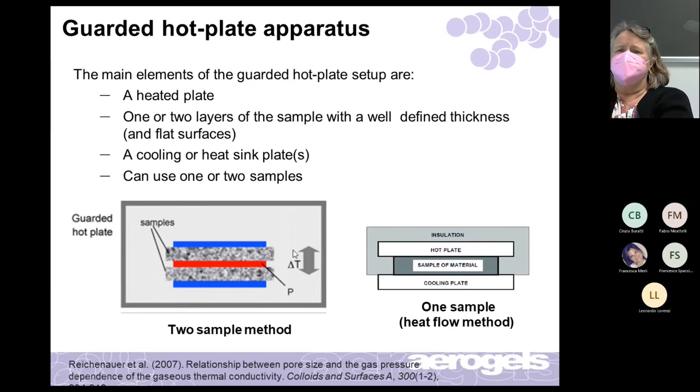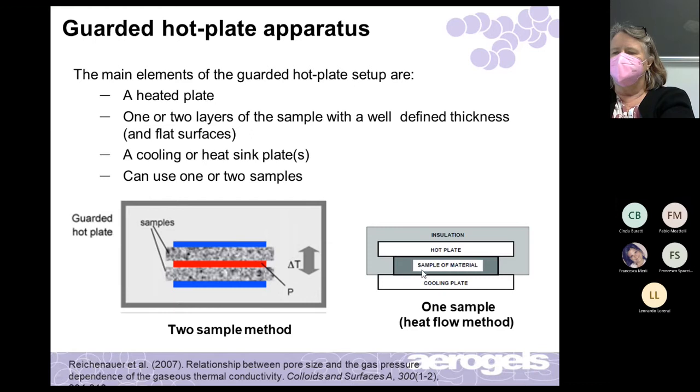The elements are, first, the guarded hot plate: you have a heater, a plate in here that is heated. You put your sample on either side of that plate, and then you have a cooling or heat sink plate in blue on the outside. That's the two sample method. The one sample method, which people call a heat flow meter, would be you have a hot plate, one sample of your material, and a cooling plate on the other side.